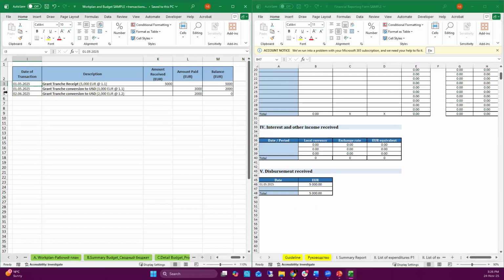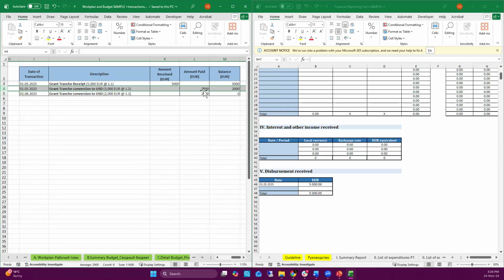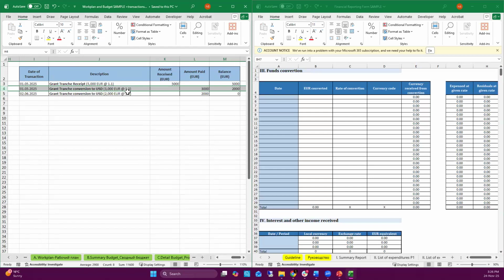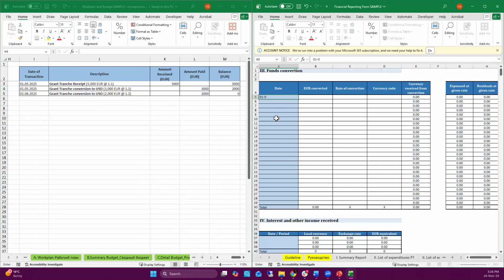Then on the same day, it tells us that we made a conversion of 3,000 euros at a rate of 1.1. So we put here the date. We put here 3,000 euros, which we converted. We put the rate here, 1.1, and we choose the currency code of the local currency. So based on the first conversion, we received 3,300 USD.